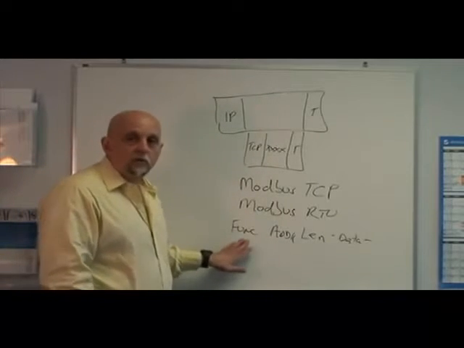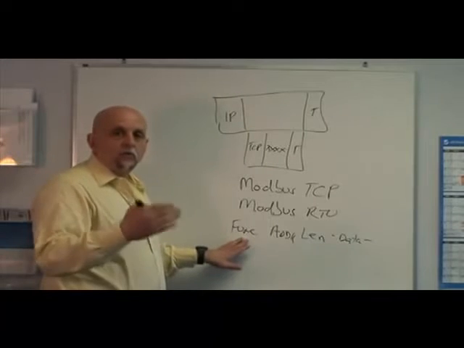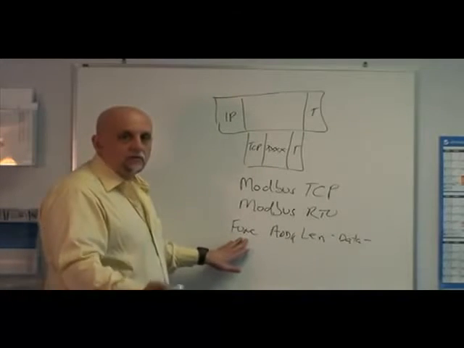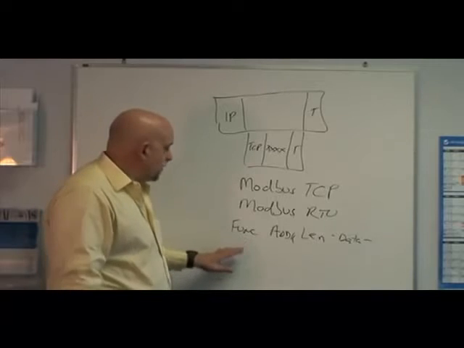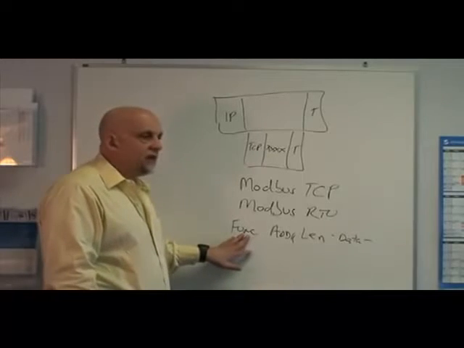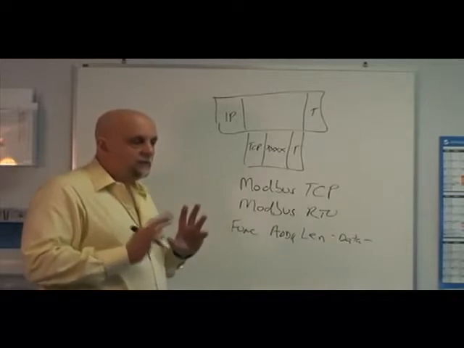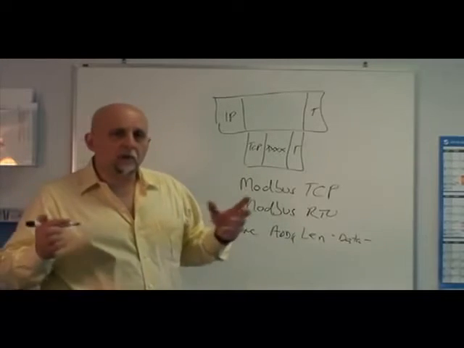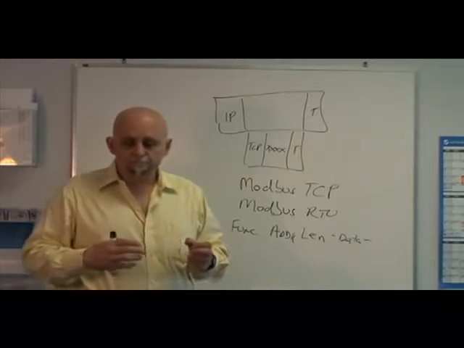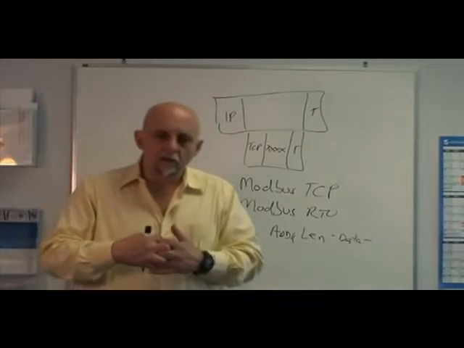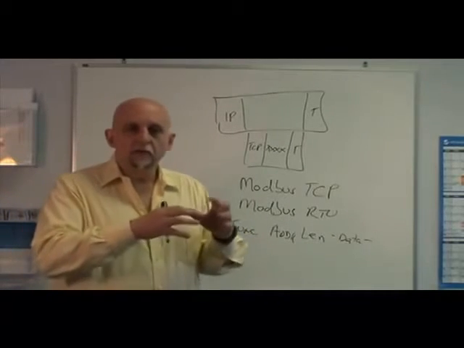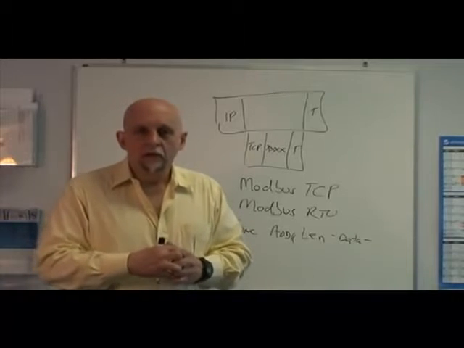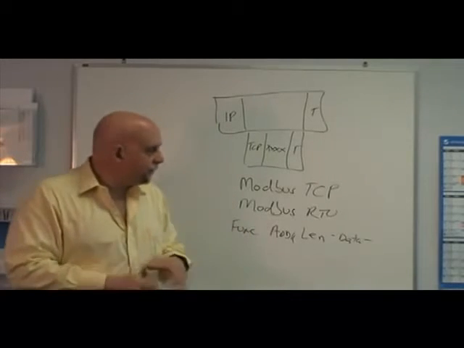The function code says, I am reading registers, I'm writing registers, I'm reading coils, I'm writing coils, and there's different sets of registers and coils you can have. And this goes back to the old days when they actually had real analog inputs, and then you had inputs that were in memory and such and stuff like that.